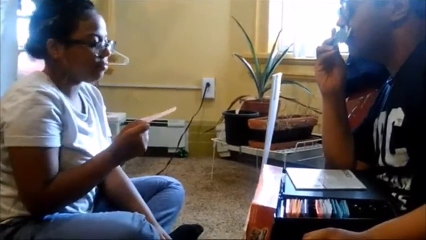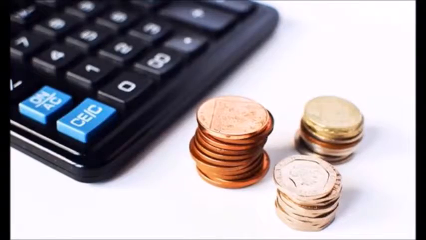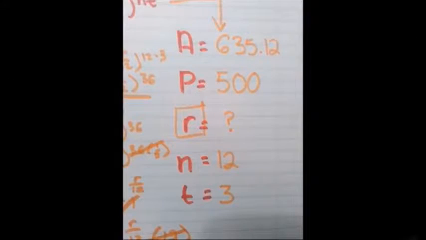For our third and final example, after 3 years, Emily checks her savings account and finds that her balance is $635.12. If she initially deposited $500 into her account and it was compounded monthly, what was the interest rate applied to her account? This problem is a little bit different from the other ones because we have to find the rate instead, which is a little bit harder.